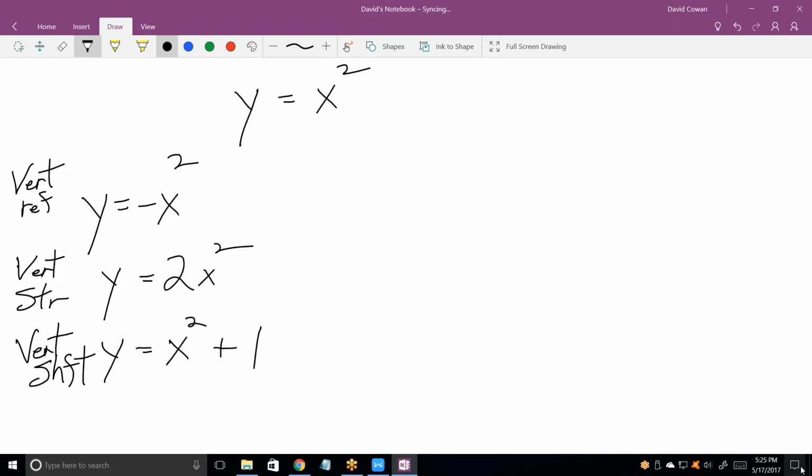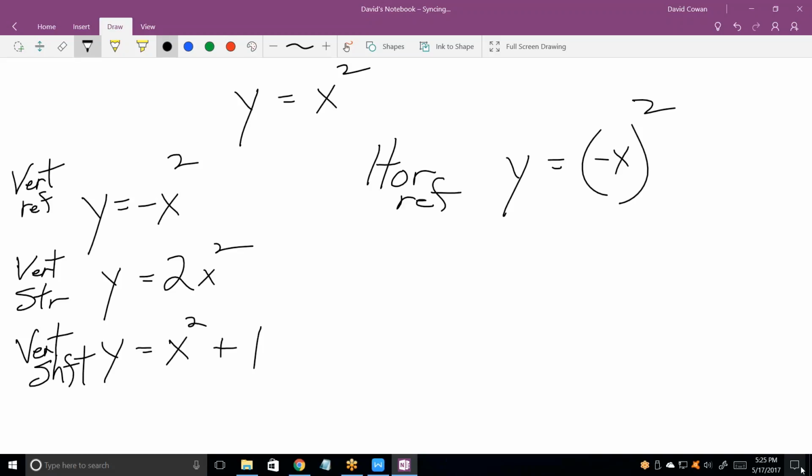Now let's go look at horizontal stuff. If I have this, that's inside the function. What is that? A horizontal what? Horizontal reflection, which means it's reflected over the y-axis, not the x-axis.